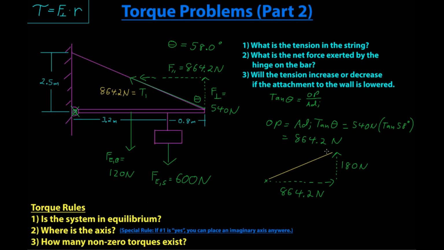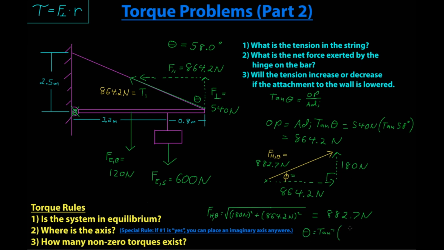Now, what we want is this one, and this angle that I'll call phi. Because remember, a vector requires a magnitude and a direction. I'll call this force hinge on bar, and I will simply use Pythagorean's theorem because I have both sides, where this is obviously a right angle, and that gives me 882.7 newtons. So I'll put that here. We also need phi, and to do that, I'll use inverse tangent, opposite over adjacent, 180 newtons over 864.2 newtons gives me 11.8 degrees.